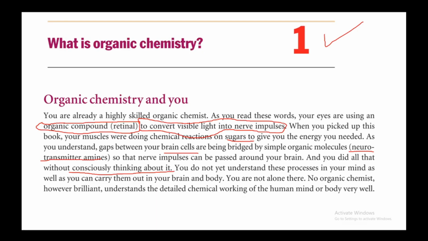The author is also explaining that the energy we require to perform different tasks comes from sugars that we take in through different foods, and the signals that our brain cells transfer to our body take place due to organic compounds called neurotransmitter amines. So whether you think or whether you do not think, you are using organic chemistry in your whole daily life workings, as well as in thinking and seeing things. You are basically richly enriched with organic compounds. You are not away from organic chemistry, and you cannot separate yourself from organic chemistry.